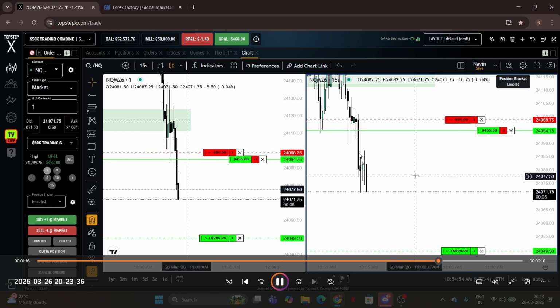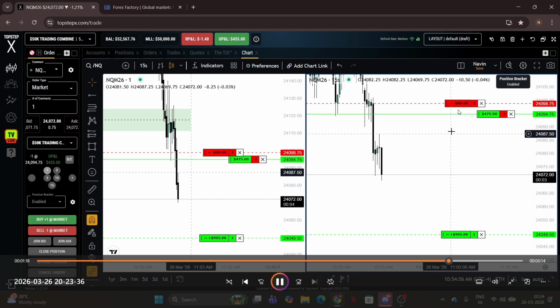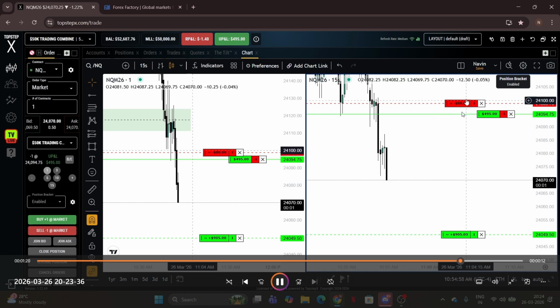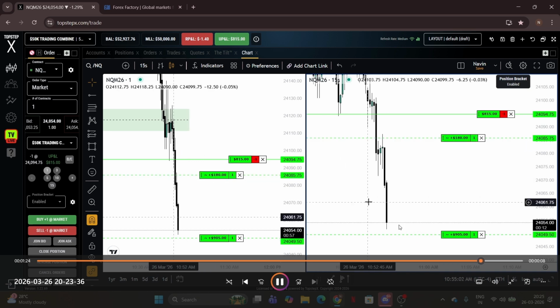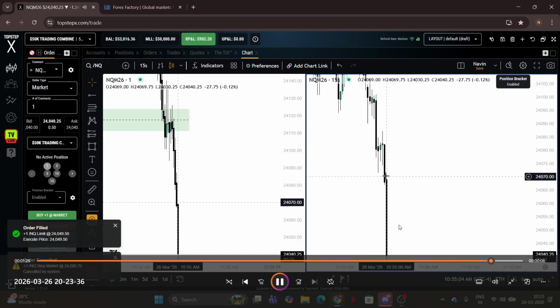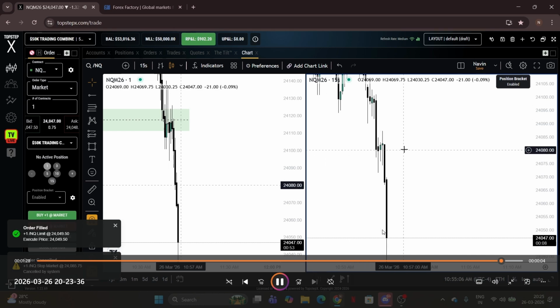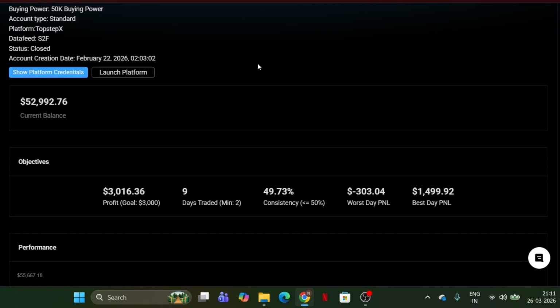So I just tried to grab some profits out of it. I'll just move the stop loss over here, and then eventually price tipped it and filled me out. So this is the trade, guys. So this is my combine.